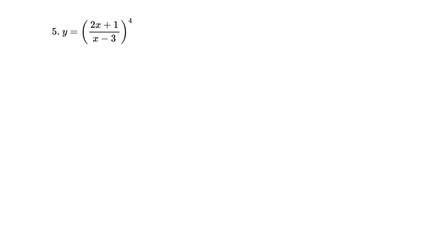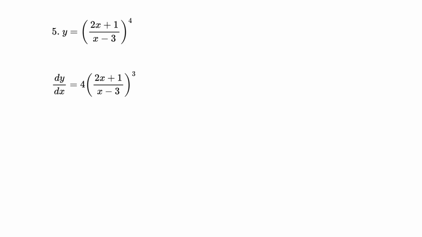Let us solve one more question. This involves both the chain rule and the quotient rule. The outer function is raised to the power 4. So, we will first apply the chain rule. Differentiate the outer function. The derivative of u⁴ is 4u³. So, dy/dx = 4 ((2x + 1)/(x − 3))³. Now, we need to differentiate the inner function (2x + 1)/(x − 3) using the quotient rule.